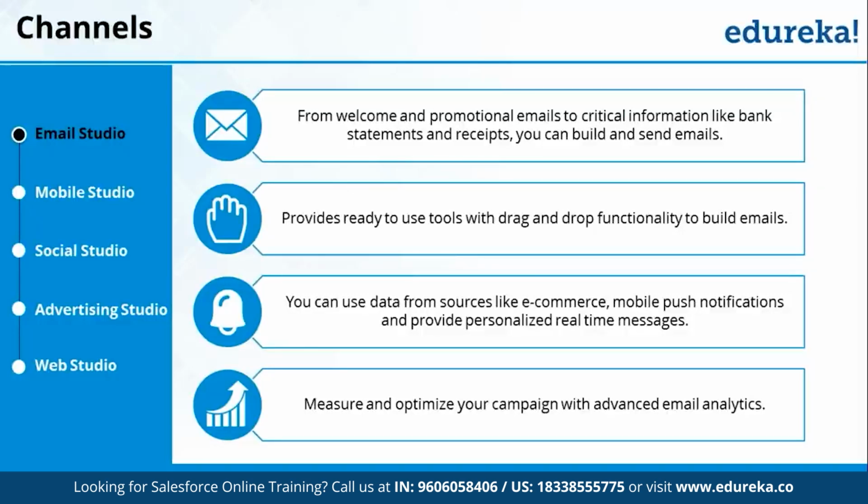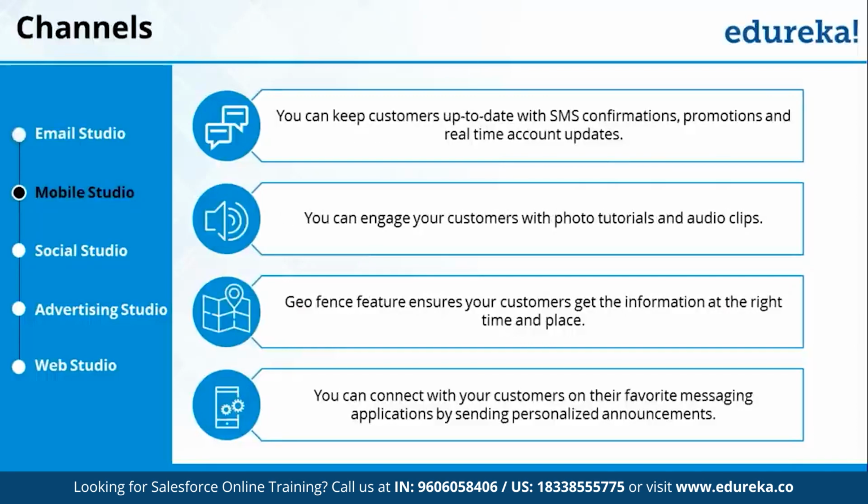You can also use data from sources like e-commerce portals, mobile push notifications, and you can also provide personalized real-time messages to your customers. And you can also measure and optimize your campaign with advanced email analytics. So suppose you are trying to run a campaign and you are not getting the desired results, right? The trend is not a healthy trend. So you can obviously change your strategy, you can make some changes, and you can optimize your campaign so as to get the desired results, and that you can achieve using the advanced email analytics which are provided as part of the Email Studio. Let's look at the Mobile Studio.